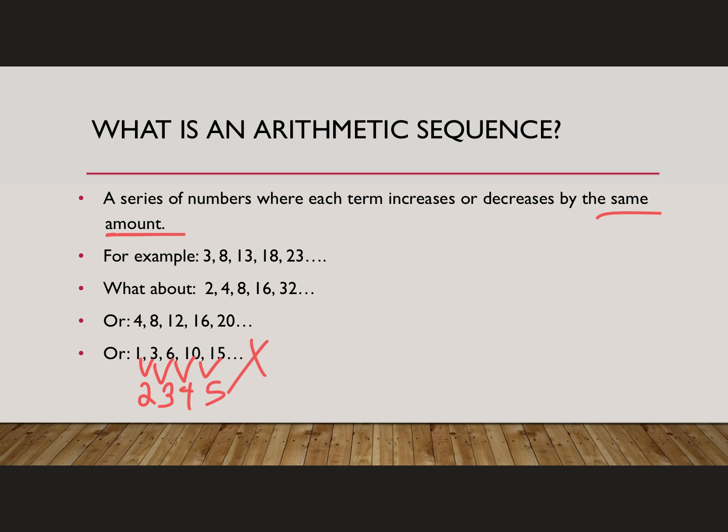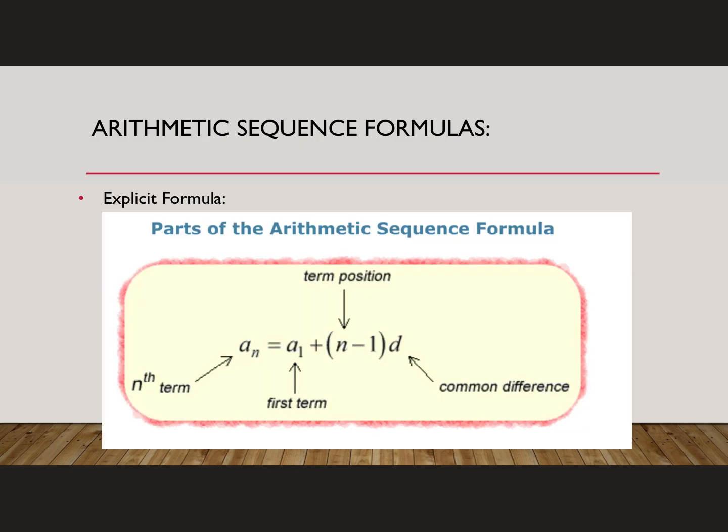to make it an arithmetic sequence. Okay, so let's talk about the formulas for arithmetic sequences. So this is the formula for an arithmetic sequence. A sub n is the formula for any term. When we talk about the nth term, we're talking about any term. We also have right here, it says A sub 1. That's the first term of the sequence.